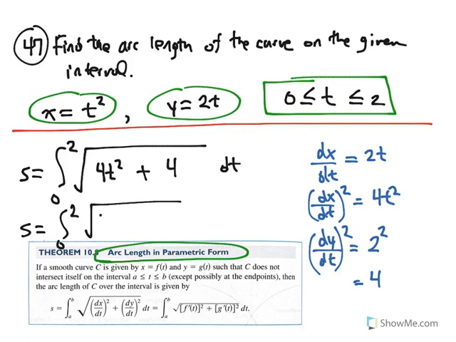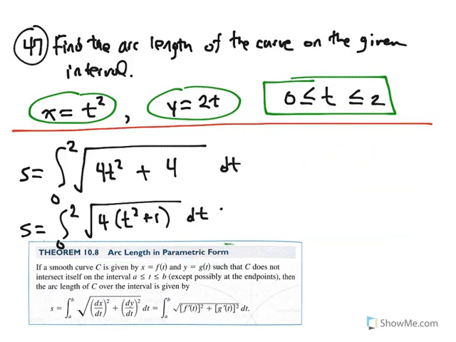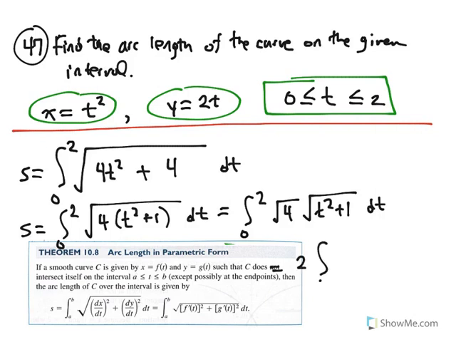So here in the integrand, you can factor out a 4. And here you have this. You can use a property of nth roots to write the square root of 4 times the square root of t squared plus 1. The square root of 4 is 2, which is a constant.